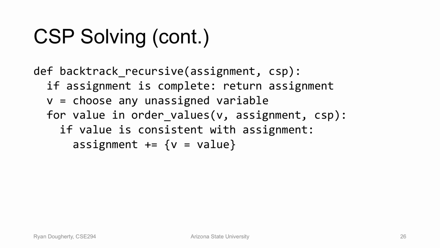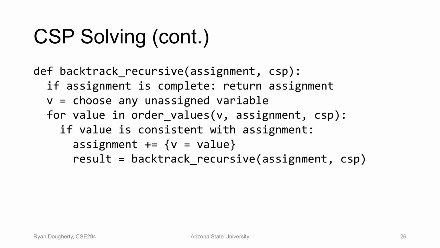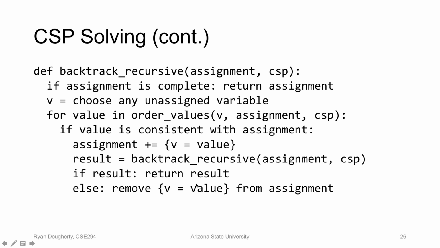Because I'm looping through the values, and then I'm just assigning V to it if it is consistent with all the constraints. And then I'm going to recursively call on myself with this new assignment that I just added. And then if we have a result, which is basically what happens when I return from here when the assignment's complete, then I return the result that I have. Otherwise, if I get to a point where I can't assign a value anymore, then I remove this value from the assignment, and then I go back to the for loop, try the next one.